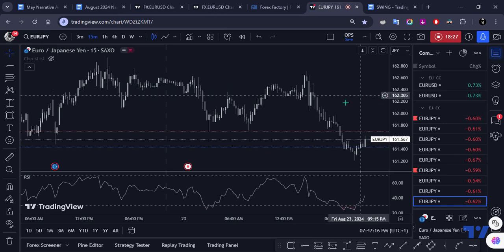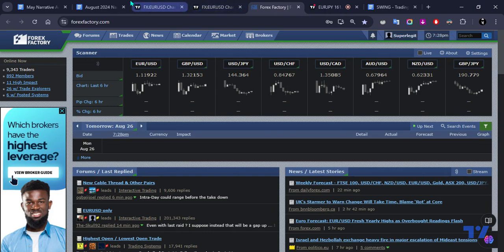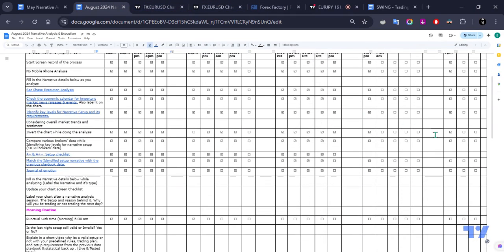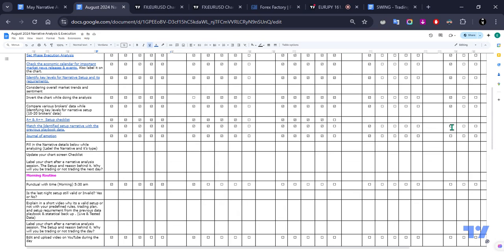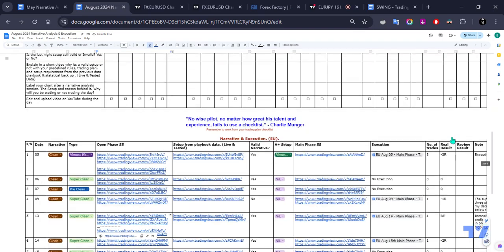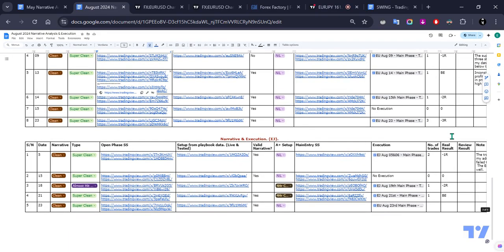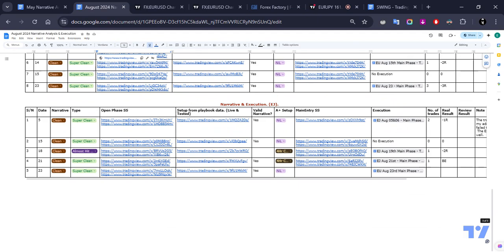No trade tomorrow. We are not trading tomorrow. So let's finish up with our checklist. We are done with that. Now let's check, is there any A plus? No, no trade tomorrow, so there's no A plus at all. And we do my journal. Yeah, journal of emotion. So we are done. See you tomorrow.